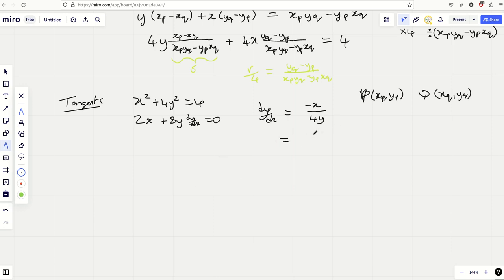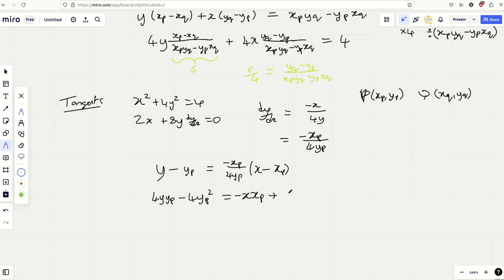Okay, so we just plug them in. Let's just do it for P, and then we can say it's exactly the same for Q, because it's going to work exactly the same for Q. So y minus yp is minus xp over 4yp multiplied by x minus xp, times the 4yp over. You're going to get 4y yp minus 4yp squared equals minus x xp plus xp squared, I believe.